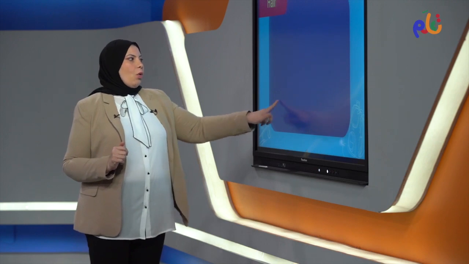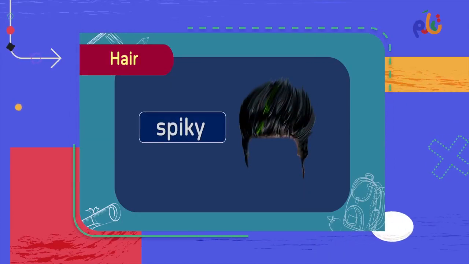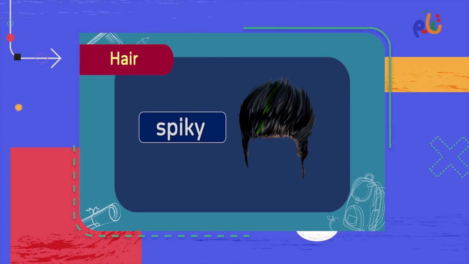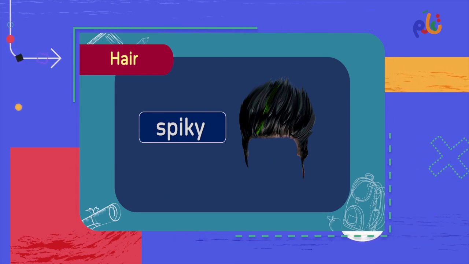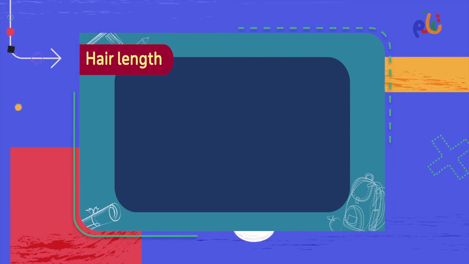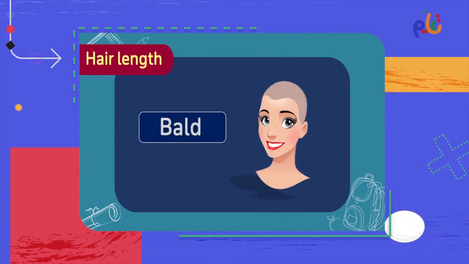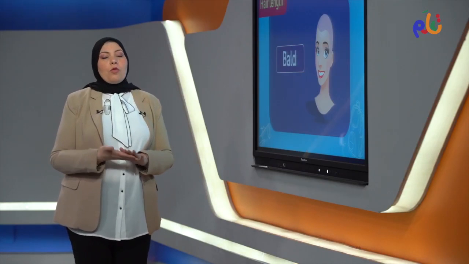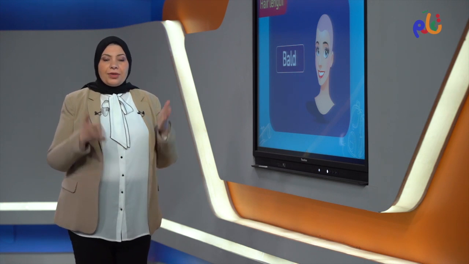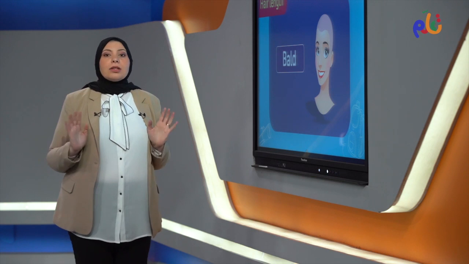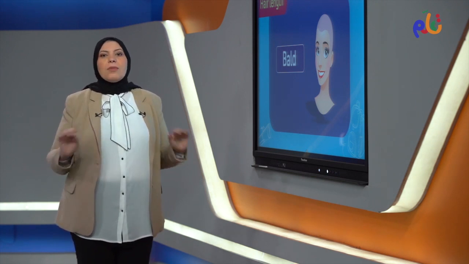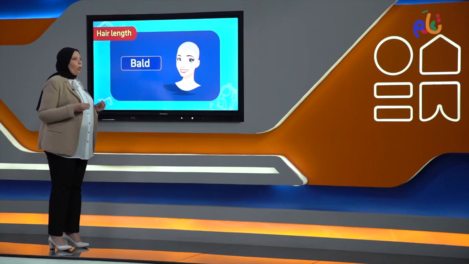Okay, and we also have spiky. And spiky is usually used for men. And we have bald, without any hair. So by this, we have 4 different styles. It's either straight or curly or wavy, or no hair at all, bald.